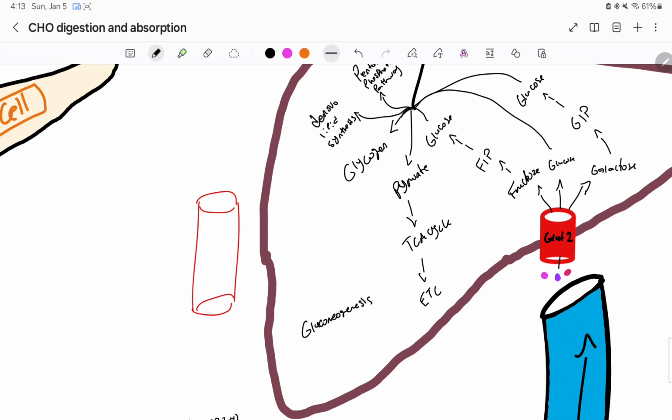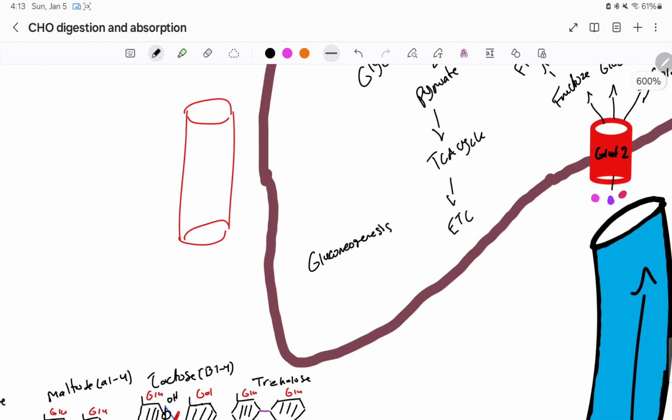gluconeogenesis, meaning I'm making glucose from non-carbohydrate sources. So for example, I can take the amino acid alanine. I can take this keto acid, lactic acid, or lactate. I can take glycerol. And using all of these, I can go through gluconeogenesis and make glucose.